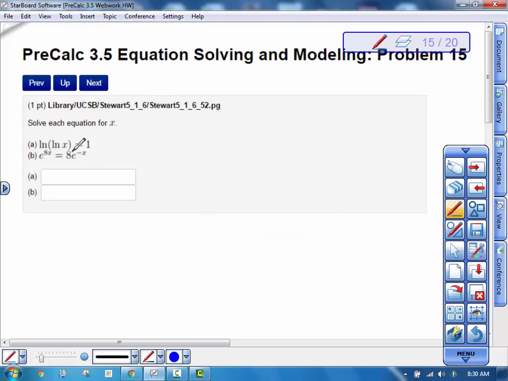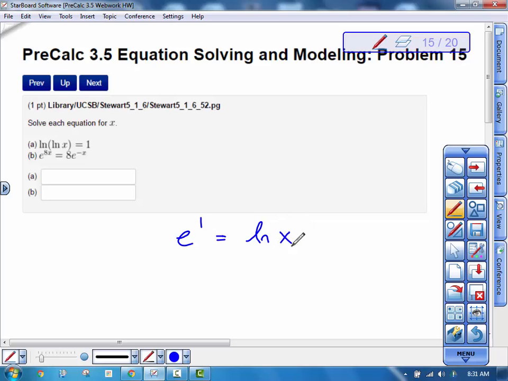Okay, the next problem gives us natural log of x. So I'm going to write that in exponential form. That's natural log base e, so e to the 1 equals natural log of x. Base to the exponent equals the argument.